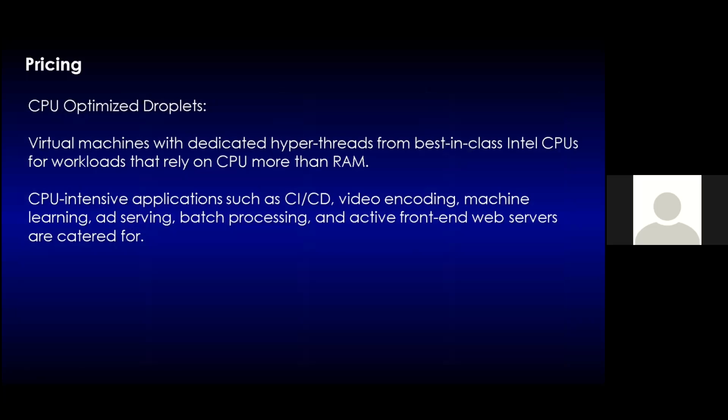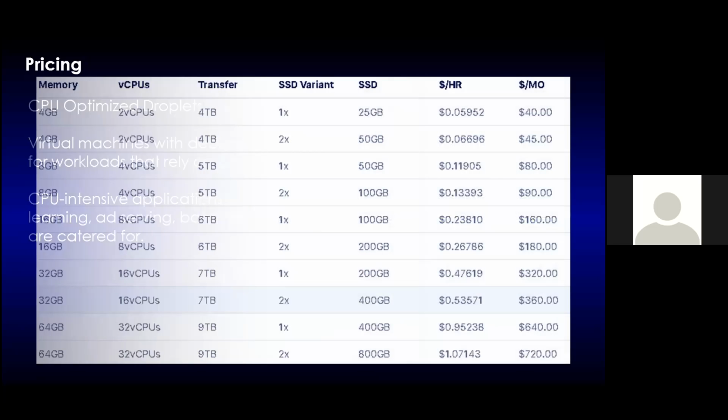CPU optimized droplets. Virtual machine with dedicated hyperthreads from best-in-class Intel CPUs for workloads that rely on CPU more than RAM. CPU-intensive applications such as CI or CD, video encoding, machine learning, ad serving, batch processing, and active front-end web servers are created for. And this is the price for the CPU optimized droplets.